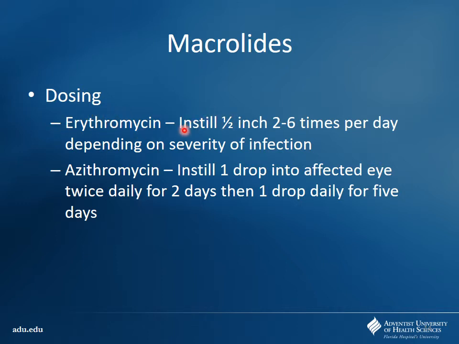Note that erythromycin typically comes as a gel. The dosing changes when you're dealing with a gel, where you're instilling a certain length. Usually half an inch or so is enough to get coverage for the eye. You're applying it very frequently, 2 to 6 times a day, depending on how severe the eye infection is. Whereas with azithromycin, you'd instill 1 drop into the affected eye just twice daily. It has a better half-life and sticks around longer, so you can get away with less frequent dosing. That could be one benefit to your patients.